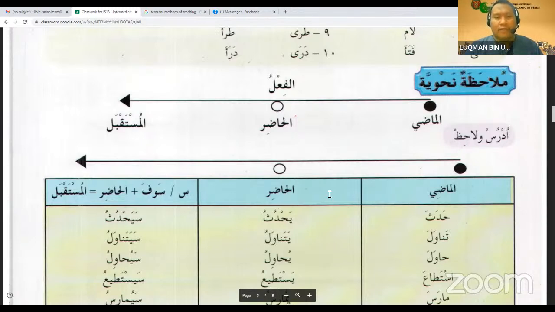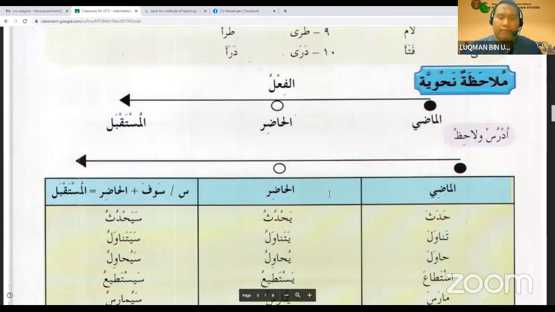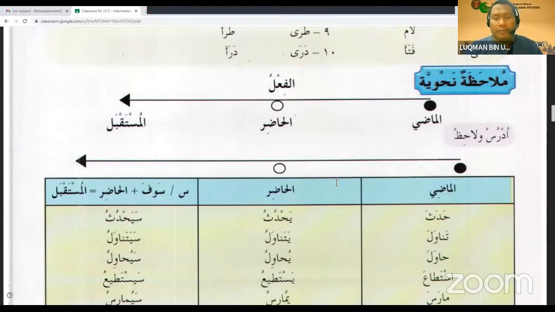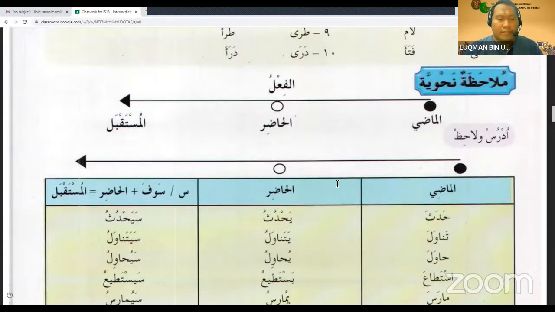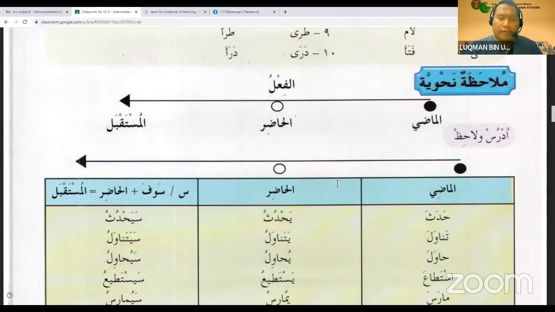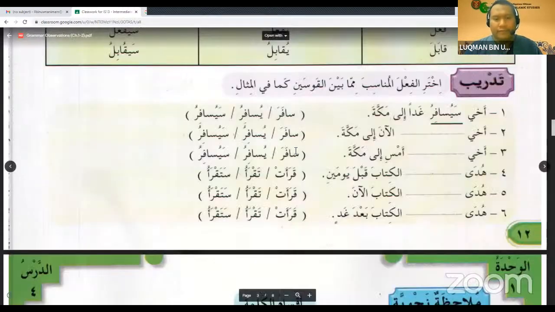But to emphasize that a verb, a fi'al, is in future tense, we use a prefix or a word. That's sa and saufa. You just add sa, a prefix, directly connected to the imperfect tense of the verb. Then this will emphasize that this verb will happen in the future. Or you can also use saufa. It's a separate word. It doesn't connect to the imperfect tense of the verb. We have the examples here.